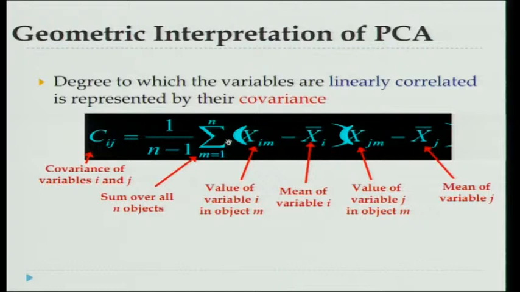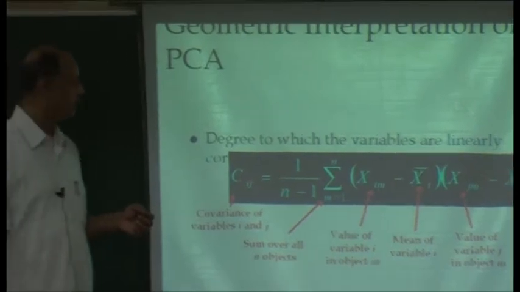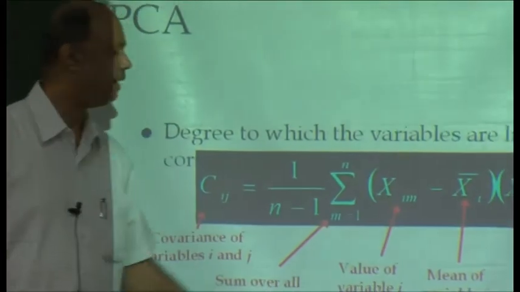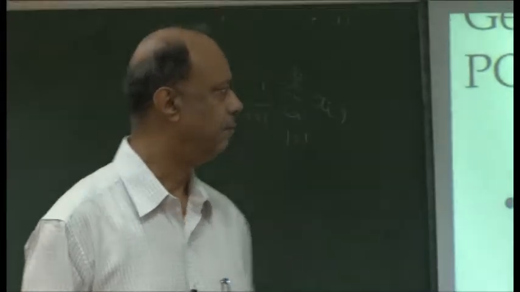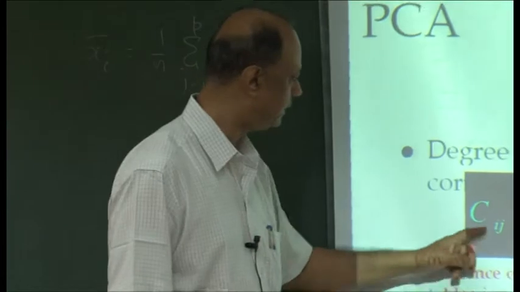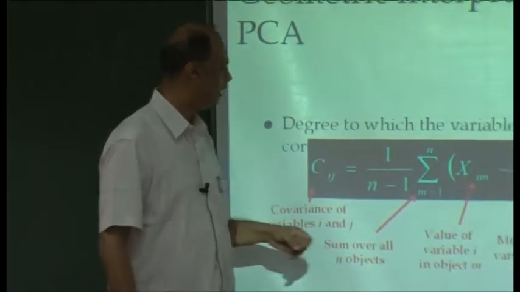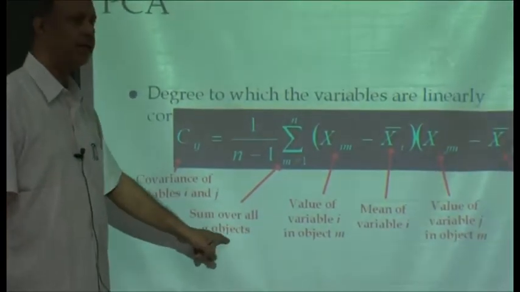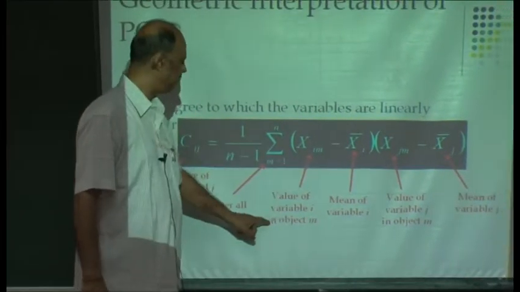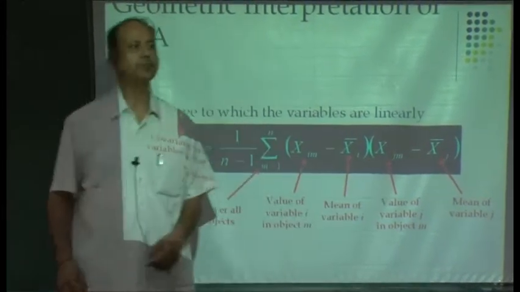The next term you will be using is covariance. You remember the term covariance? Covariance is nothing but a measure of the degree of linear correlation between two variables. So, it is equal to the summation of (xim minus xi bar) times (xjm minus xj bar), and 1 by n minus 1. Cij is the covariance between variables i and j, and m is summed over all n objects, with xi bar being the average of variable i, and similarly the average with respect to variable j.